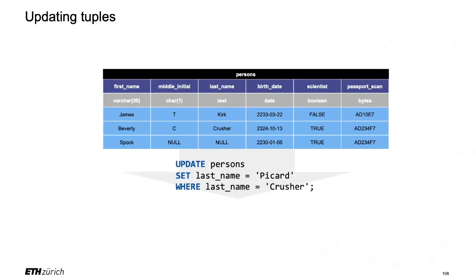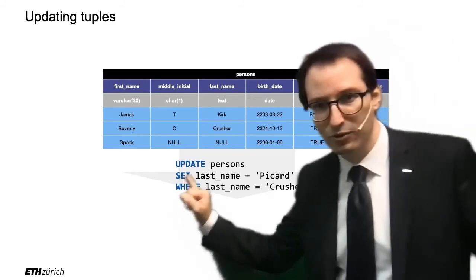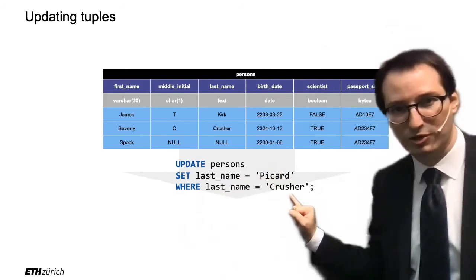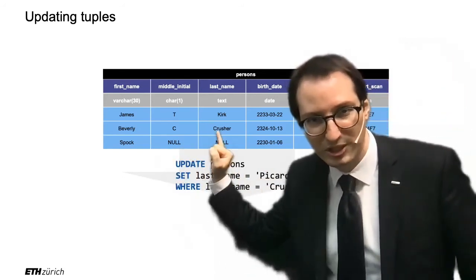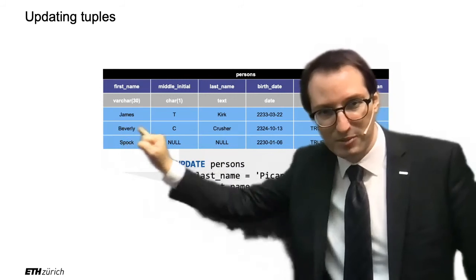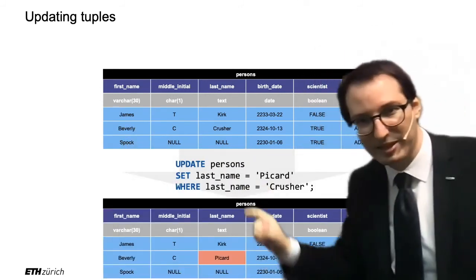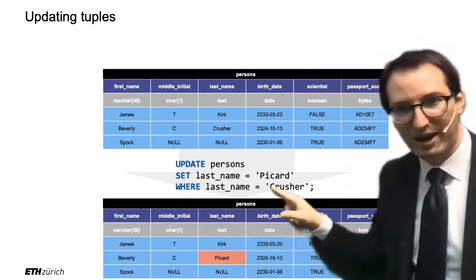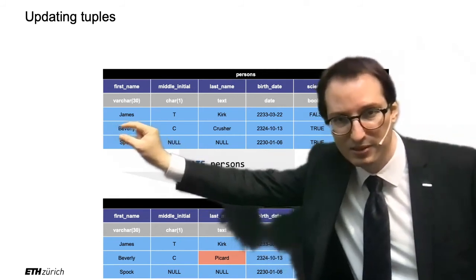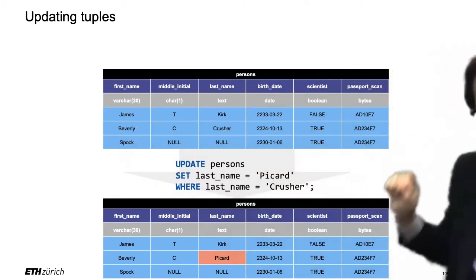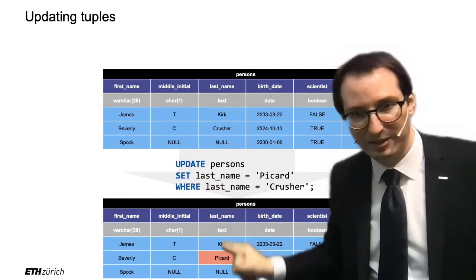Now, let's look into how to update tuples. What if we want to change the content of a table instead of just adding something? Well, I can say update persons, set the last name to Picard where the last name was Crusher. So Beverly Crusher, she is right here, becomes Beverly Picard. So you make that update. The where identifies this record right here, the second one, and you set the last name right here to Picard.